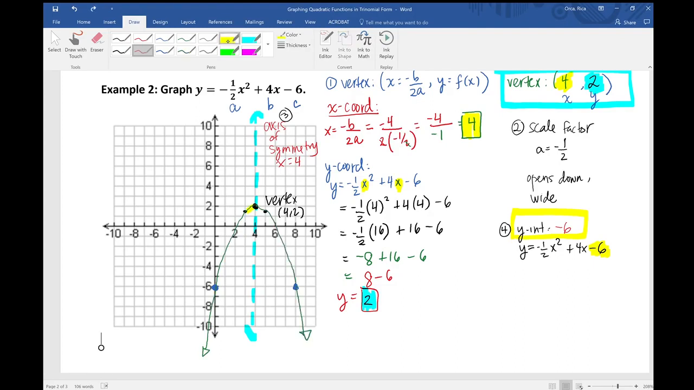Highlight it. Our vertex is the highest point, so we know that we have a maximum. And our maximum y value is at 2. And the domain? Well, it's all real numbers. Let's move on to example 3.